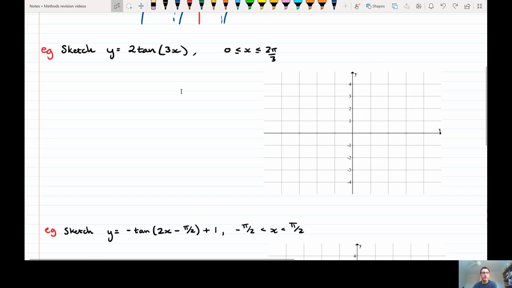All right, sketch this graph. First of all, let's do the period. Period equals pi over 3, because n is 3. Remember, there's no amplitude in this case, so we're not going to worry about amplitude, but we can see there are 2 periods in here.